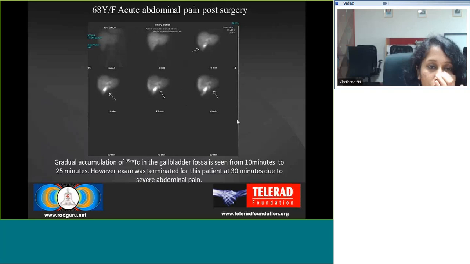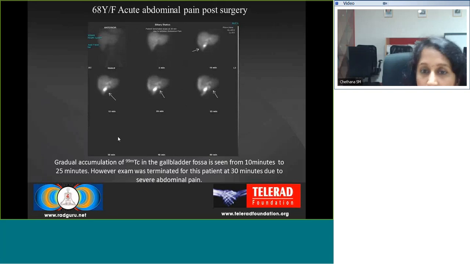So this is a 68-year-old female patient who came with acute abdominal pain post-surgery. These are the HIDA scans performed after the surgery to rule out biliary leak. This is immediately after the injection. This is 5 minutes, 10, 15, 20 and 25 minutes. However, this study was stopped at 30 minutes because the patient was not able to tolerate the pain.